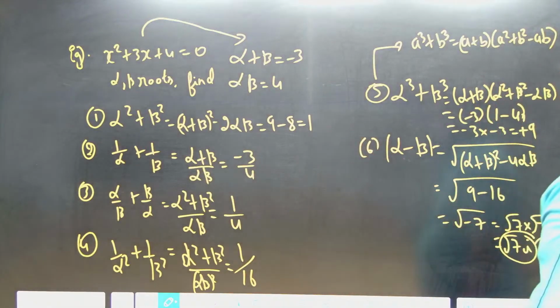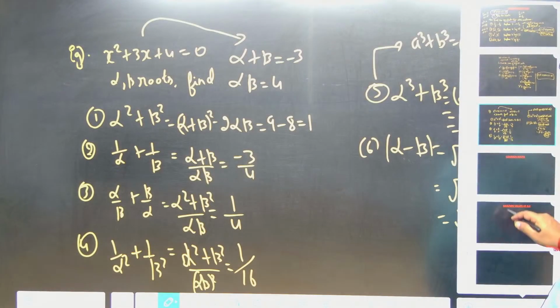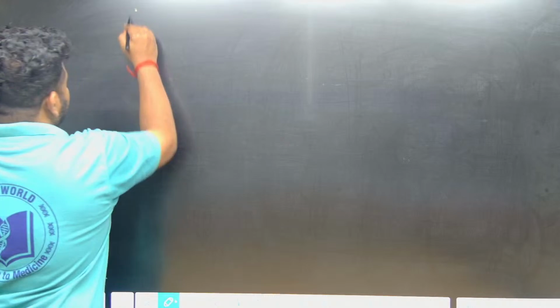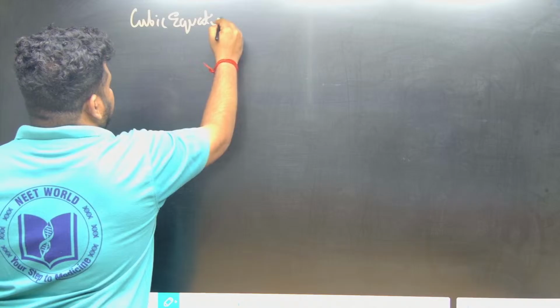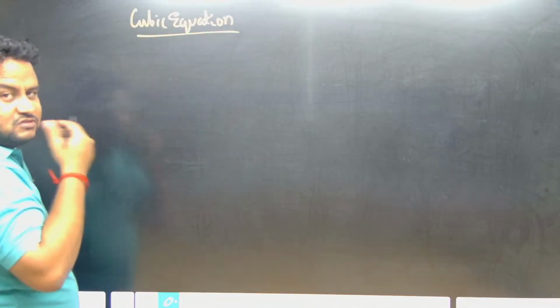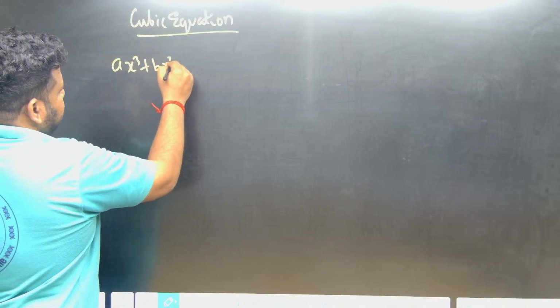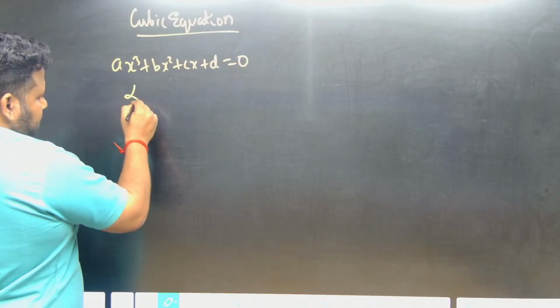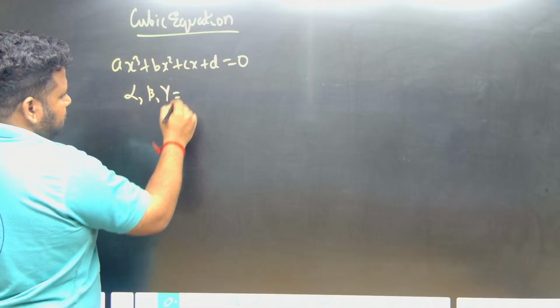But they will give biquadratic also, they will give cubic also, then what to do? So let us proceed. Now suppose they give a cubic equation. When they give a cubic equation, how to solve? They will give ax cube plus bx square plus cx plus d is equal to 0. Since it is cubic, definitely it will have 3 roots, that is alpha, beta, gamma. They are the roots.